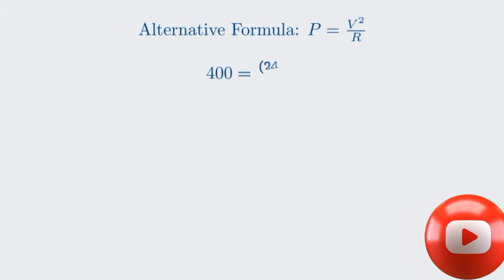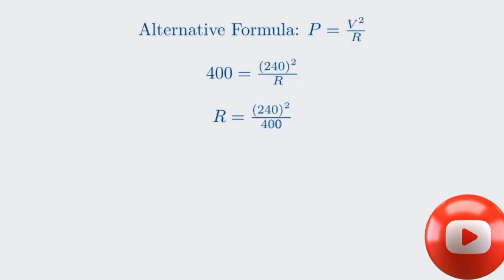Now let's use the alternative formula, P equals V squared over R, to find the resistance. Our alternative formula is P equals V squared over R. We know the power P is 400 watts and the voltage V is 240 volts. Plugging these values into the formula, we get 400 equals 240 squared, all divided by R. Now we need to rearrange this equation to solve for R. We can multiply both sides by R and then divide both sides by 400. This gives us R equals 240 squared, divided by 400.